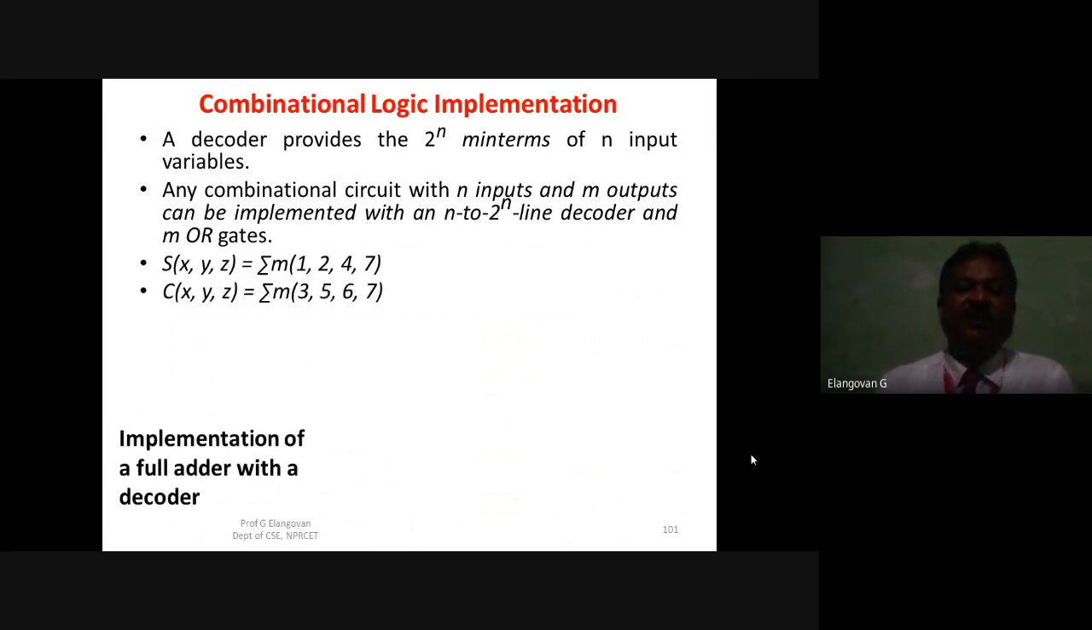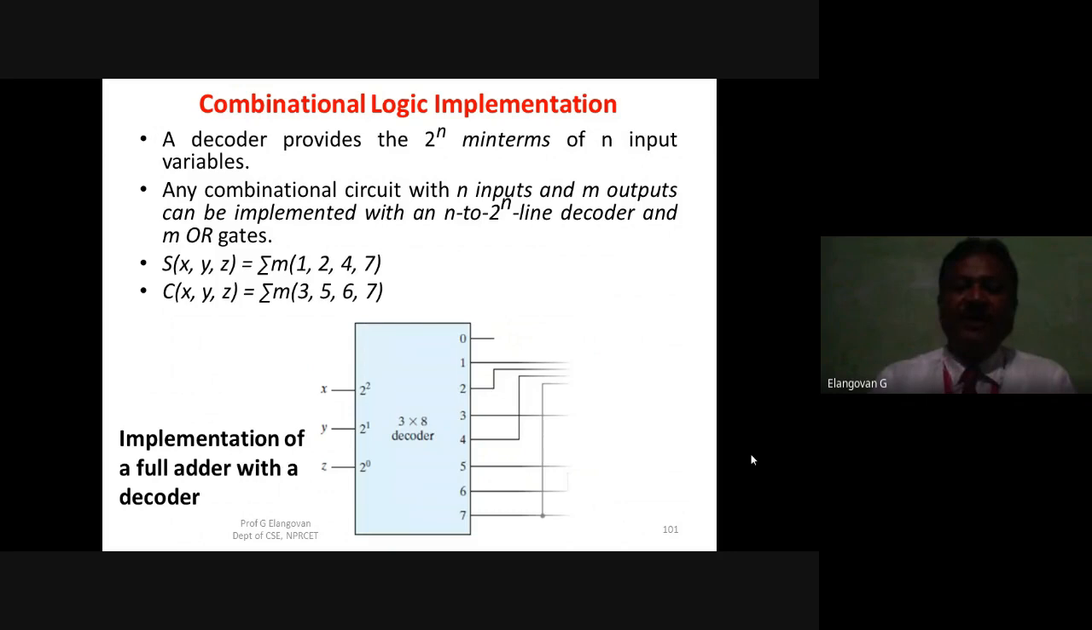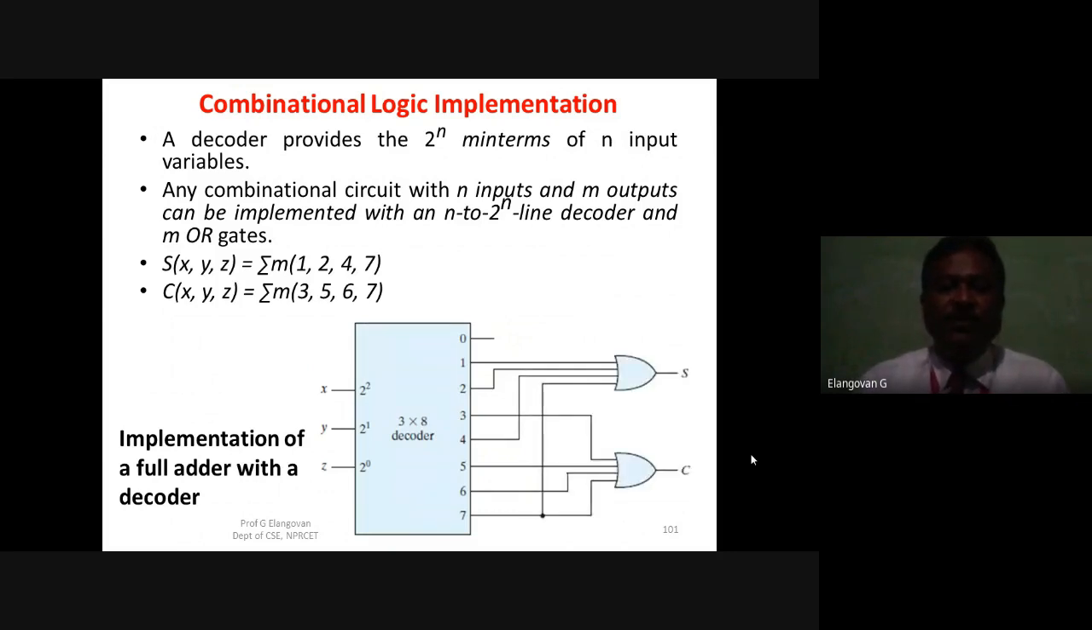This is an example for implementation of a full adder. So the sum and carry functions are given. If you are taking a decoder, a 3 to 8 decoder is given. So 1, 2, 4, 7 you take and connect to an OR gate, and that output gives the sum. And similarly 3, 5, 6, 7 you connect and give to another OR gate, so the output is equal to carry. So with the help of the decoder circuit, we can simply implement any other combinational circuits.